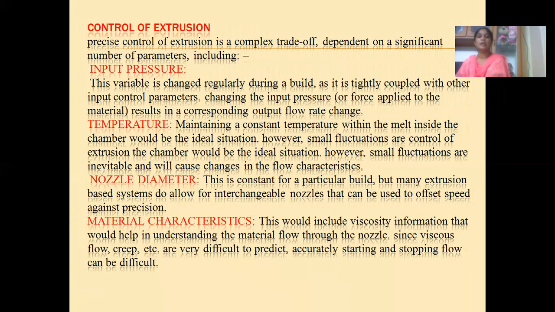Okay, material characteristics. This would include viscosity formation, which would help in understanding the flow of the material through the nozzle. And also, since viscous flow and creep are very difficult to predict, accurately starting and stopping the flow is difficult. These are the control of extrusion process factors: input pressure, temperature, nozzle diameter, and the material characteristics.